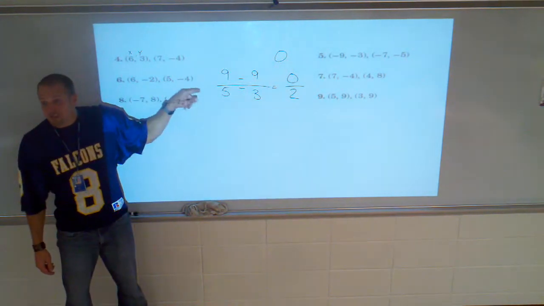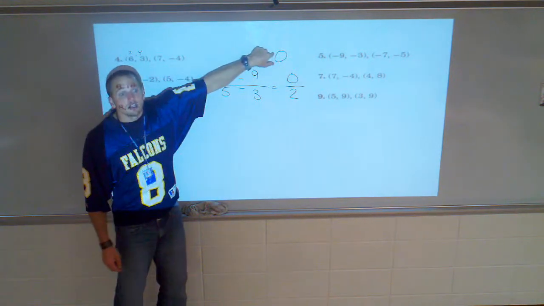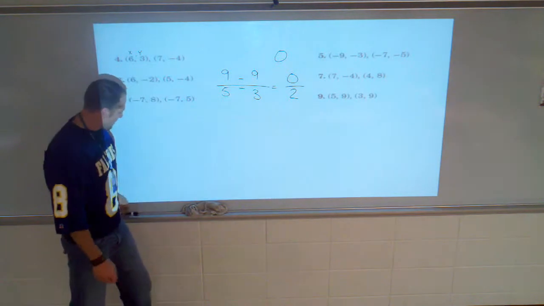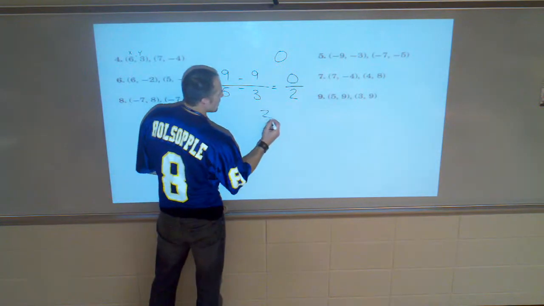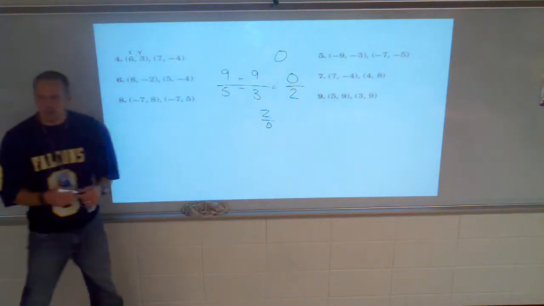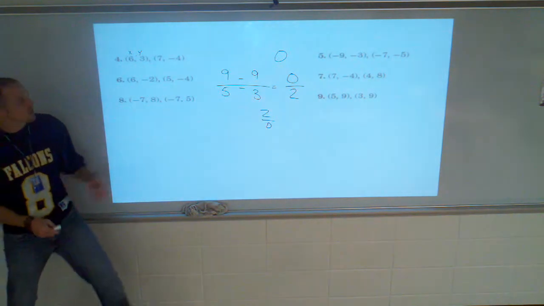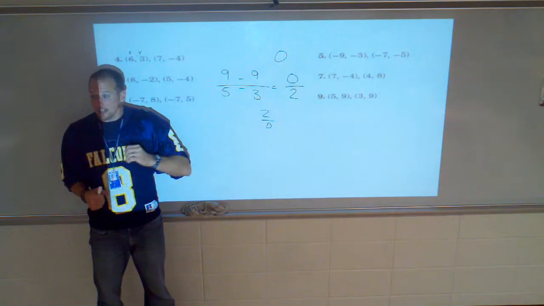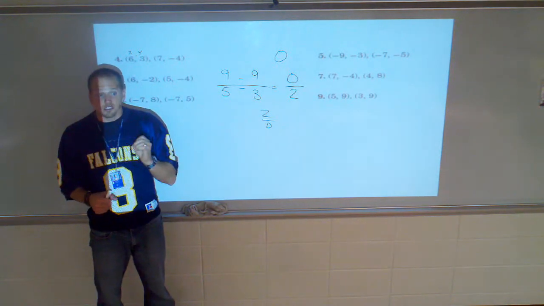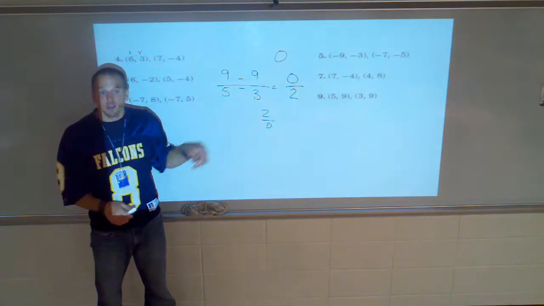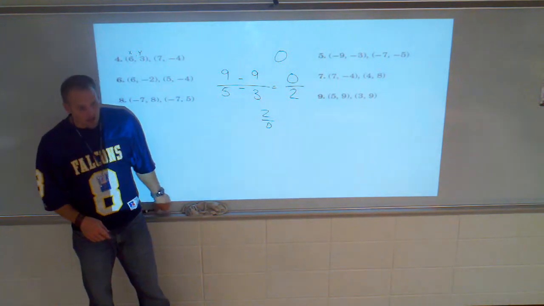What is the slope of this line? 0. If the 0 is on the bottom, if I would have had 2 divided by 0, what's the slope of that line? Undefined. So, if 0 is on the top and your calculator says 0, your slope is 0. If 0 is on the bottom and your calculator says math error, then it is undefined.